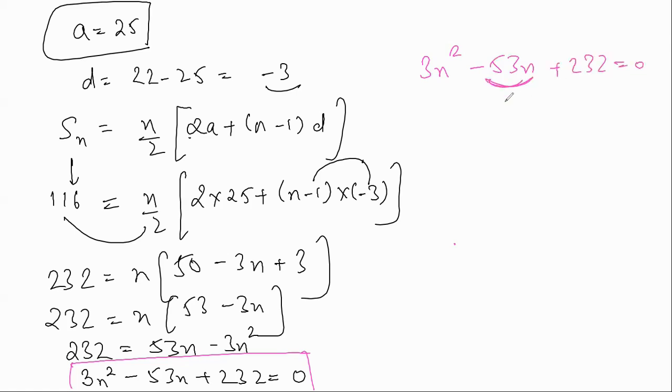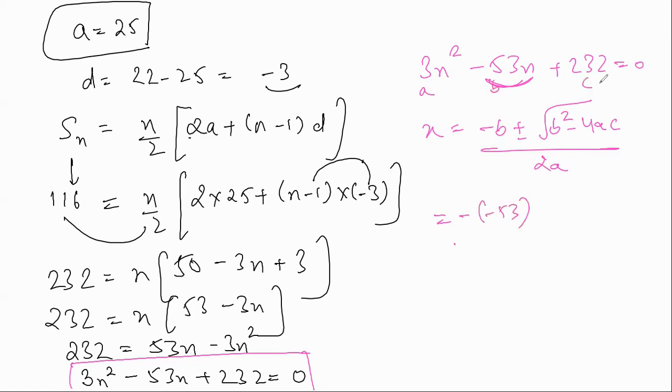So we have to solve it. Either you will use the quadratic formula to find out the roots, that is x is equal to minus b plus minus under root b square minus 4ac by 2a, or you can use the middle term formula. So I'm using it. So b is what? B is minus 53 because this is a, this is b, and this is c.